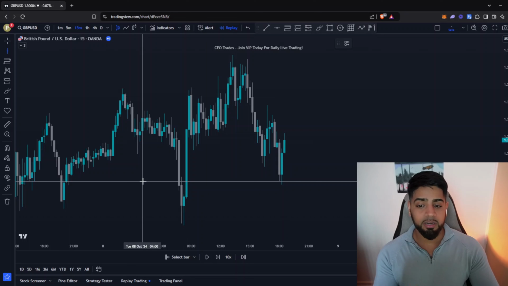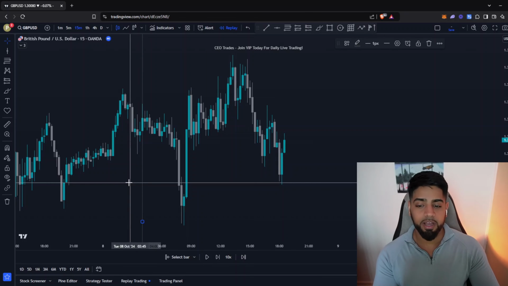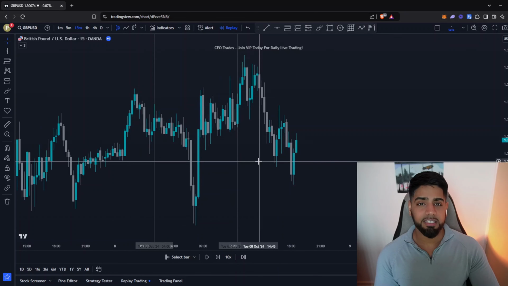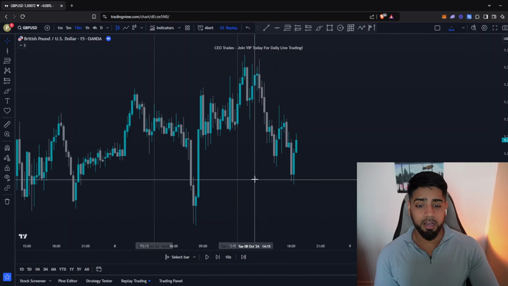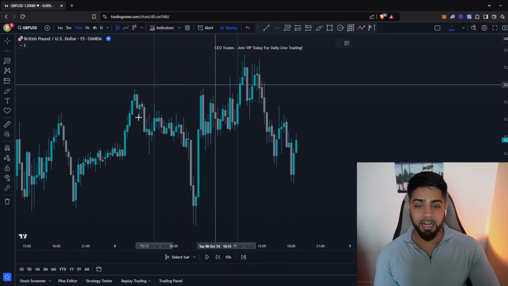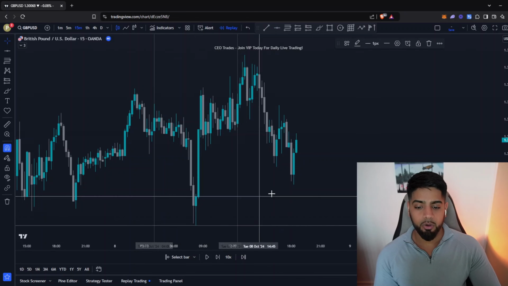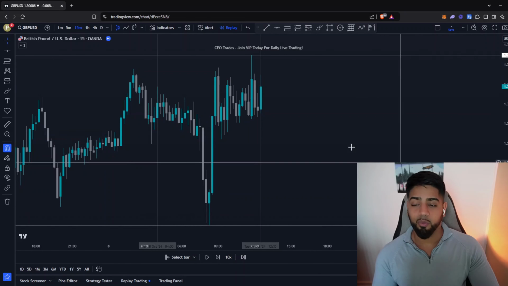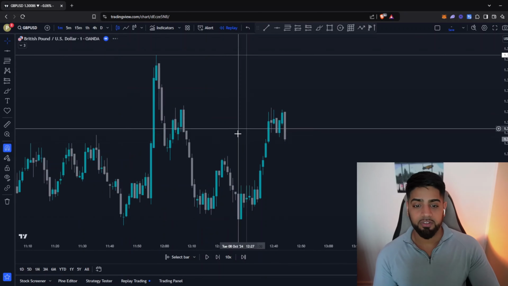So what we're going to do is come into our charts and identify 4 a.m. in the morning with a vertical line. Then we're going to come over and identify 12:30 in the morning with a vertical line. So once we've got this, we're simply going to identify the highest high and the lowest low of this trading range. We're then going to set an alert at the high and the low, and we're going to wait for price to sweep either side of this liquidity.